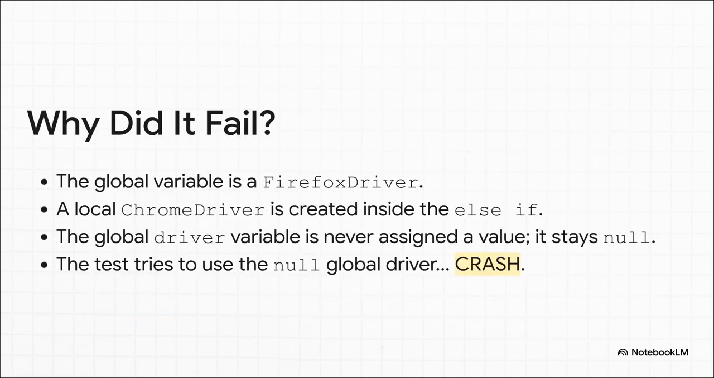Okay, let's break it down. The whole problem starts with our global variable. We declared it as a Firefox driver. It's like we created a box that can only hold Firefox objects. So when our logic hits the Chrome block, it does create a Chrome driver, but it can't assign it to our global variable. It's the wrong type. That means our global driver variable never gets a value. It just stays null. And the moment your test tries to call a method on null, that's a crash.